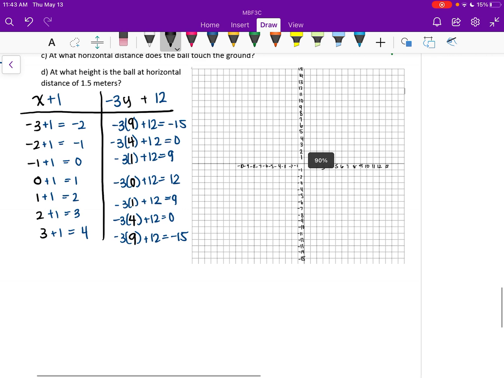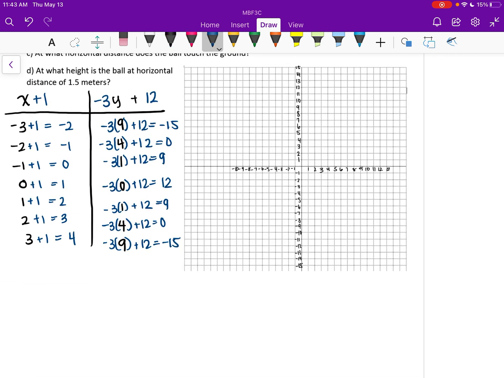So then I'm going to go up here and I'm going to say, okay, at -2, my graph goes down to -15. So I'm just going to draw a point in there. At -1, it's at 0. So I'm going to put a dot there. At 0, it goes up to 9. So I'm going to put a dot there. And then at 1, it goes up to 12. So I'm just going to throw in a dot there. At 2, it goes down to 9 again. So I'm going to put a dot there. At 3, we have 0, and then at 4, we have -15 again. So then I just like to sketch in my graph.